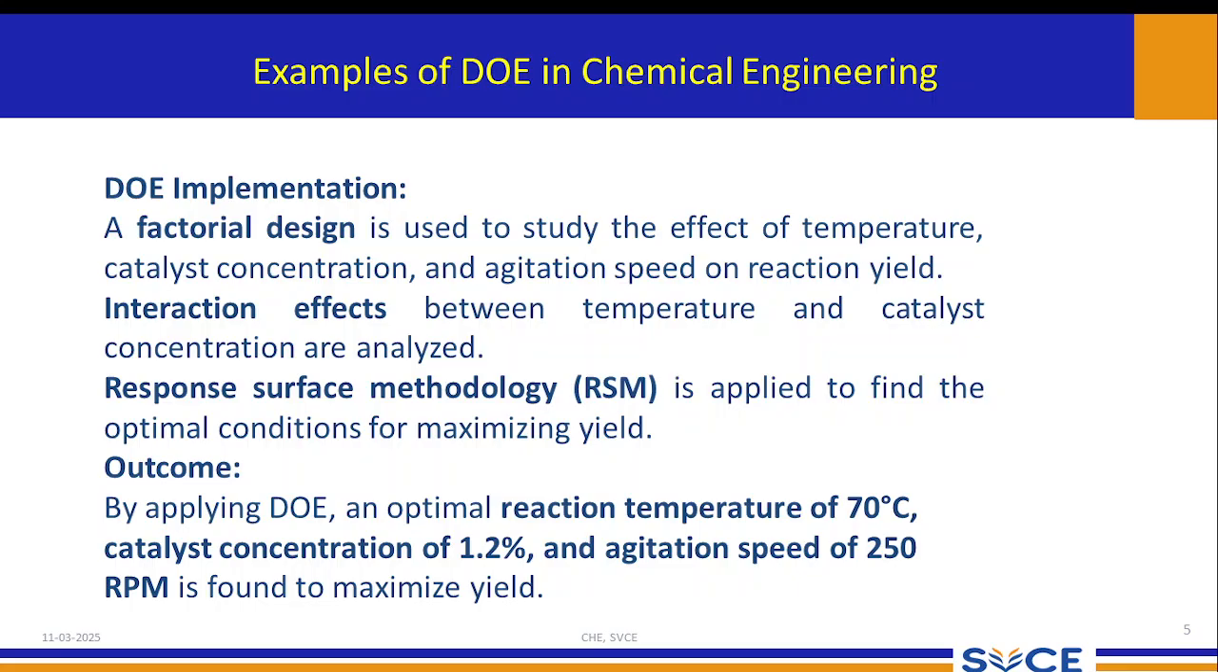Response surface methodology is applied to find the optimal condition for the maximum yield. So the outcome, by applying the design of experiments, is an optimal reaction temperature of 70 degrees, catalyst concentration of 1.2% and agitation speed of 250, found to give the maximum by using response surface methodology. Hope you understood what I am trying to say.